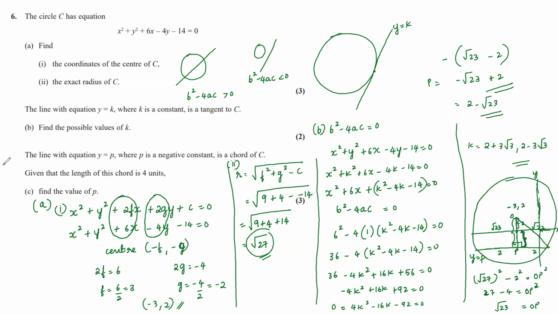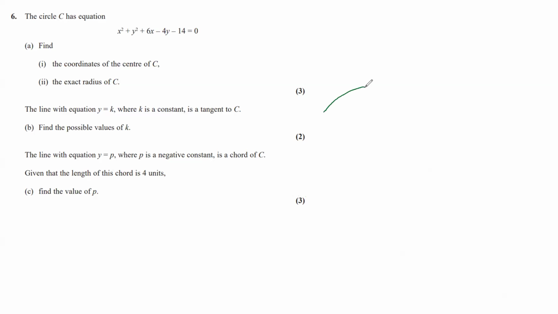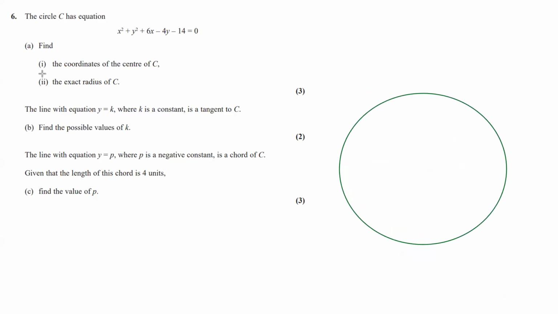So I'll just draw the circle once again here. This is the circle, that is the last part. So if we draw a circle, now we have the center at minus 3 comma 2.